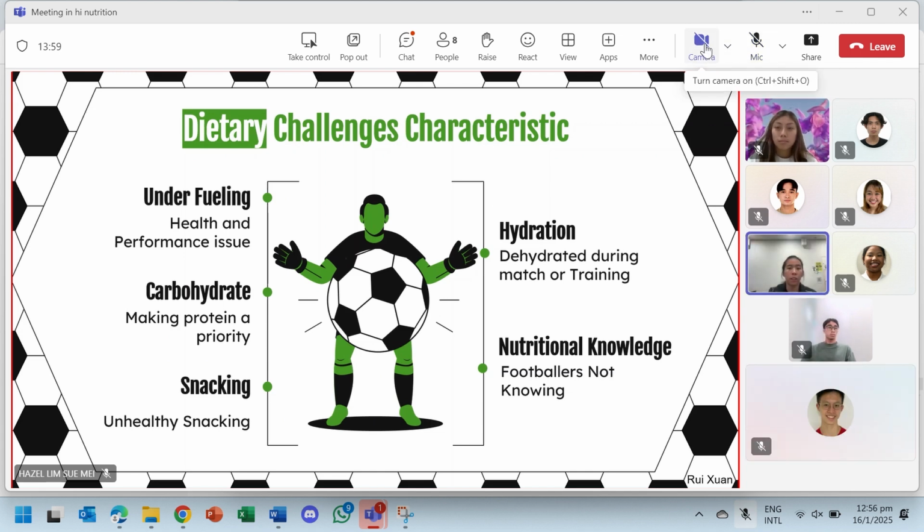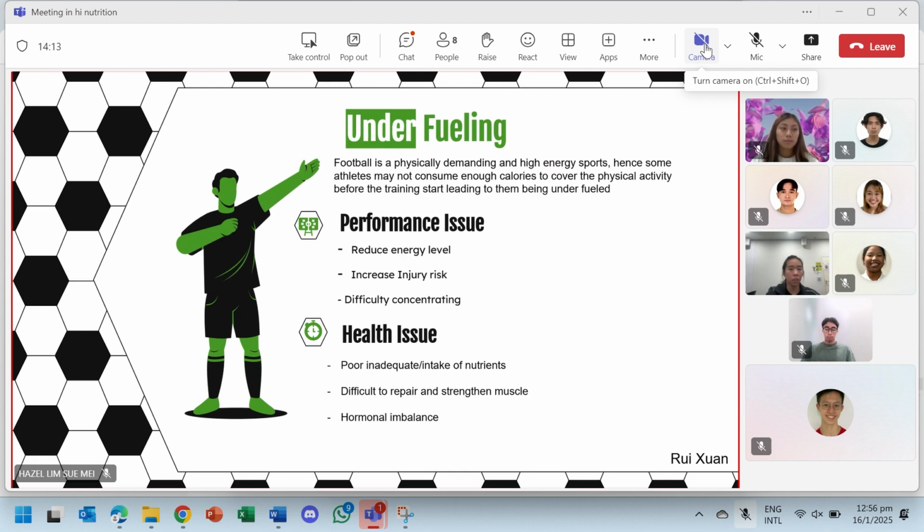So now I'll be talking about the dietary challenges characteristic. So I've listed out 5, which are underfilling, carbohydrates, snacking, hydration, as well as some nutritional knowledge. So next. So first up, we have underfilling. So football is actually very physically demanding. Hence, some football athletes may not consume enough calories to cover the calorie expenditure before the training starts.